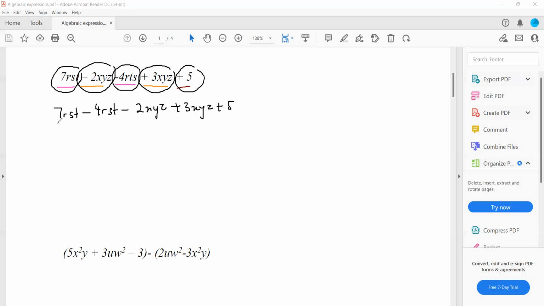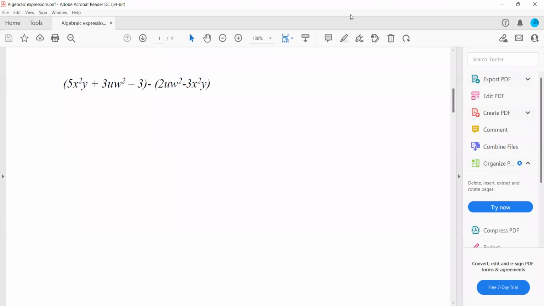So let's solve this. 7 minus 4 is 3RST. Minus 2 plus 3 will be equal to plus 1, so we will just write it as XYZ. And for the last term there are no other like terms, so we will just write plus 5. Because these are all unlike terms, you cannot add them together. So this is it, and we are done. Okay, moving on to our next question.